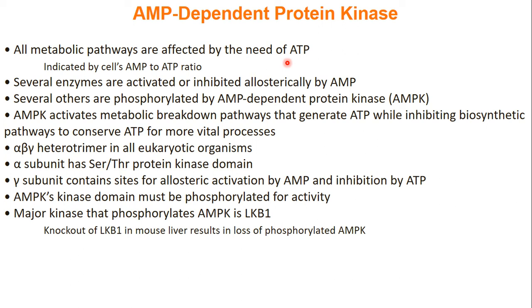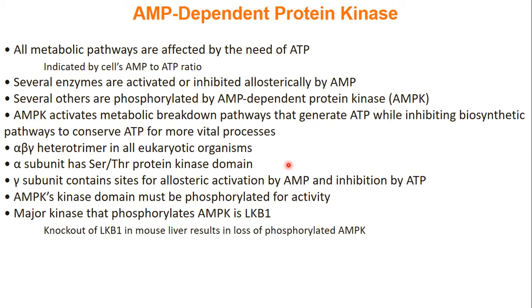Normally, you don't have a lot of AMP around, so if you break down ATP, the level of AMP will skyrocket and start to affect other proteins. So a lot of proteins are activated or inhibited by AMP. What we're going to look at today are AMP-dependent protein kinases, AMPK, which will go and phosphorylate other proteins. So AMPK can activate metabolic breakdown pathways because we're low in energy, so we're breaking stuff down to generate ATP, and it will also inhibit synthetic pathways because synthesis needs ATP, and if we're low in ATP, we don't want to start building things up.